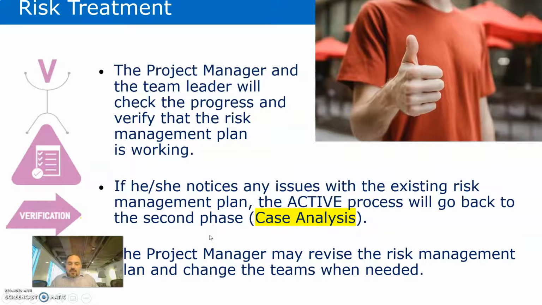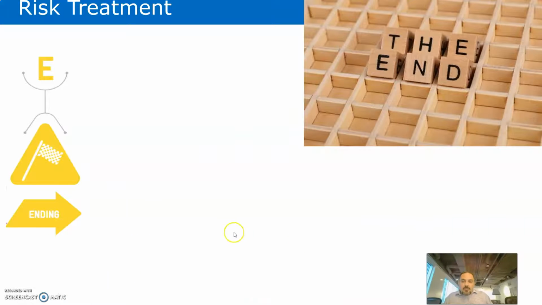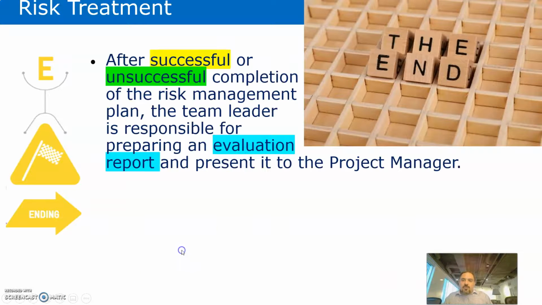The executive may revise the risk management plan and change the teams when needed, okay? And this verification phase enables decision makers to do that. The final phase, and again, it doesn't have to be successful. It can be unsuccessful too. But there has to be an end, okay? It's like it's the project mindset. You don't start something and you don't know the ending, okay?